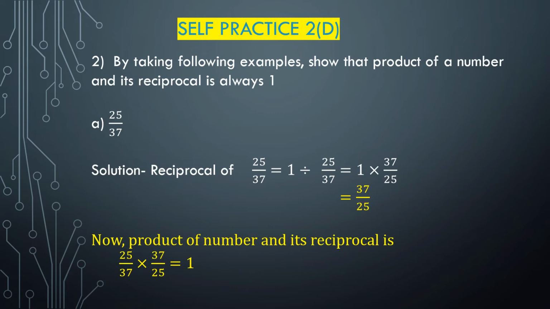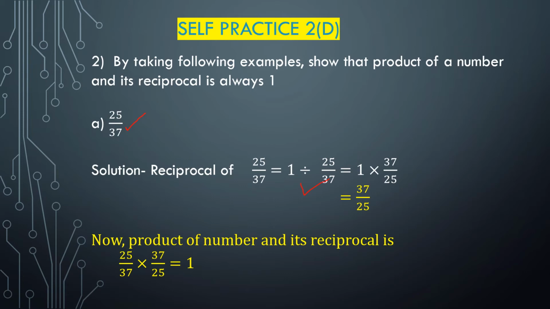Now we solve question number 2. Question number 2 is: by taking the following examples, show that the product of a number and its reciprocal is always 1. First part A is 25 divided by 37. First we have to find the reciprocal of this fraction. We know the reciprocal of a fraction is 1 divided by the fraction, so 1 divided by 25 divided by 37.